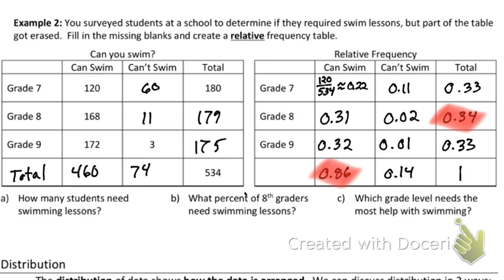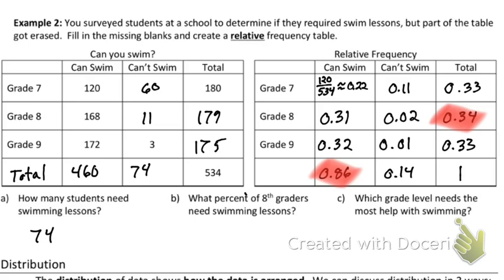I see what you mean now. I thought you were comparing grade 8 and grade 9. All right, let's go ahead and answer these questions. Now, be careful with these questions, especially the second one. The first one isn't so bad. How many students need swimming lessons? Jacob. 74 do.